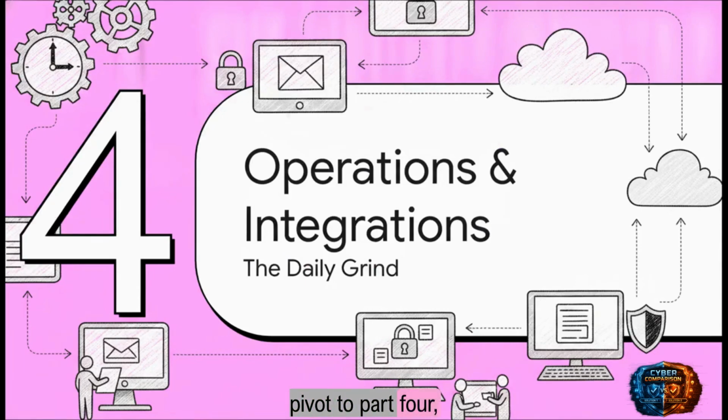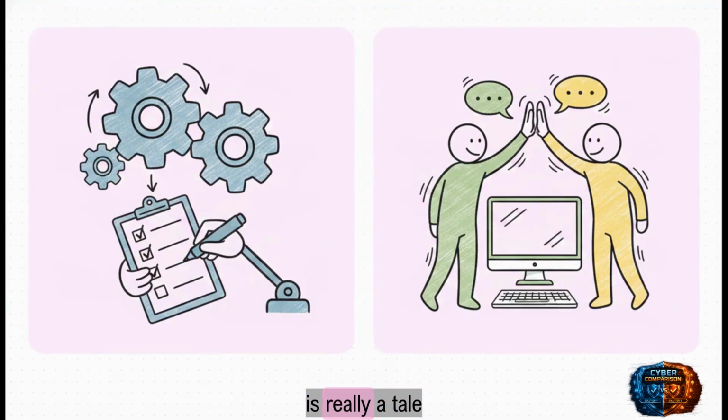Let's pivot to part 4, operations and integrations. Day-to-day operation with these tools is really a tale of two philosophies. Qualys definitely demands a bit more technical expertise up front to master all its tagging and asset groups. But once you've got it dialed in, its powerful automations, like ITSM ticketing with a wild 96% accuracy rate, basically run the show for you.